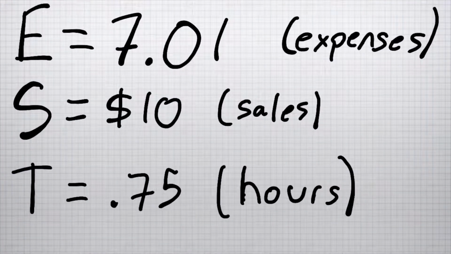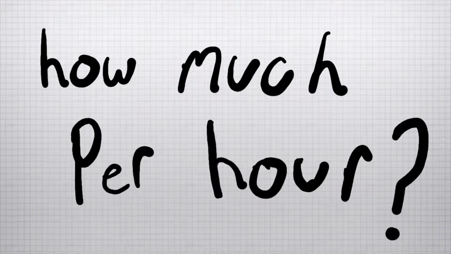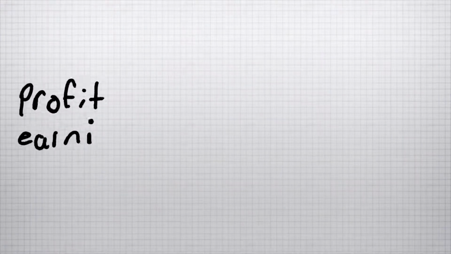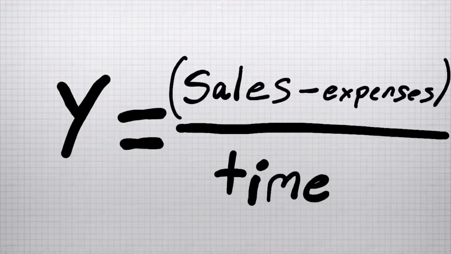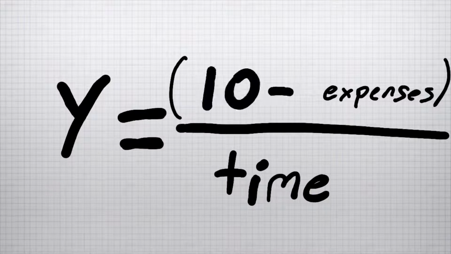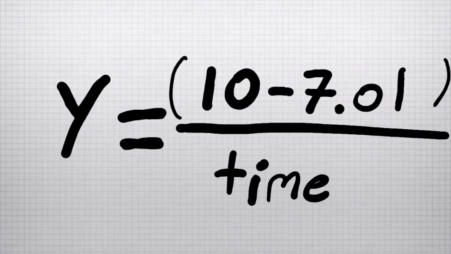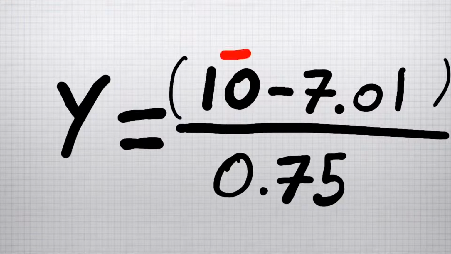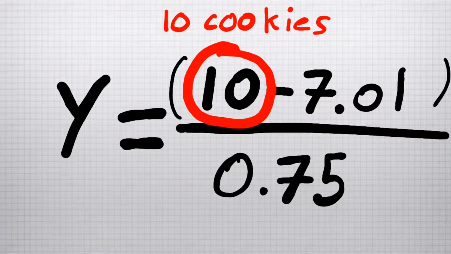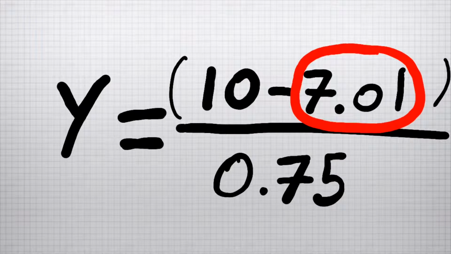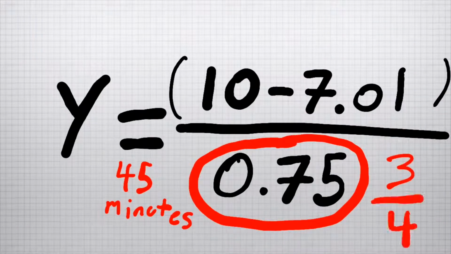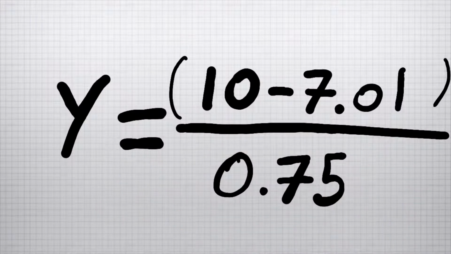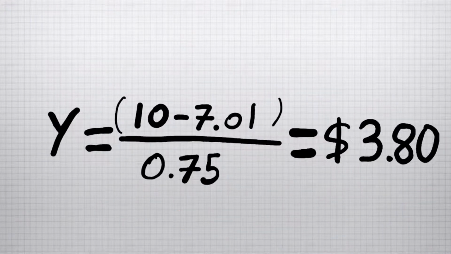Since I had figured all my different variables out, it was time to put it into an equation to figure out how much I would make an hour. As a class, we decided that profit earnings, which we'll call Y, equaled sale price minus expenses divided by time. So, if we use my business, the equation is 10 minus 7.01 divided by 0.75. The 10 is my selling 10 cookies in an hour, the 7.01 is all my expenses, and the 0.75 is 45 minutes, as 3/4 of an hour is 0.75. All of this equaled $3.80 per hour.